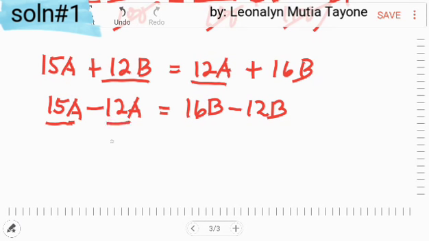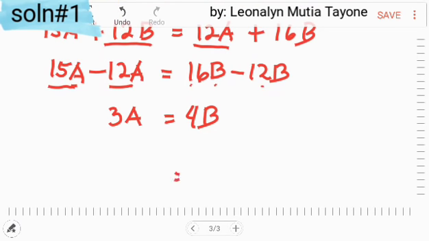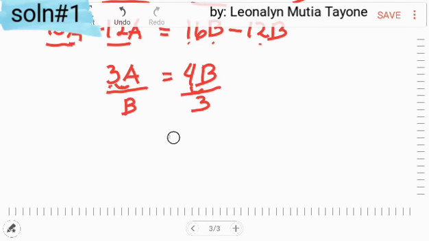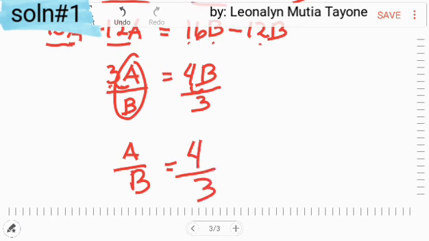15A minus 12A, that is 3A. 16B minus 12B, that is 4B. Ipagsama natin yung mga variables. Next, kung itong si B, pang-multiply siya sa 4, pang-divide siya sa kabila. Itong si 3, pang-multiply siya sa A, pang-divide siya sa kabila. So, ang matitira nito ay, erase muna natin iyan. Ito na lang si A over B equals 4 over 3.